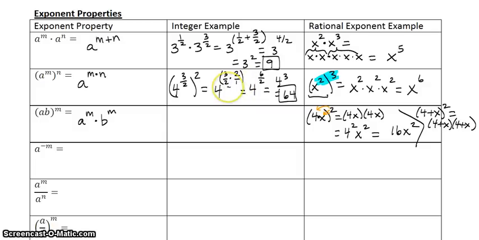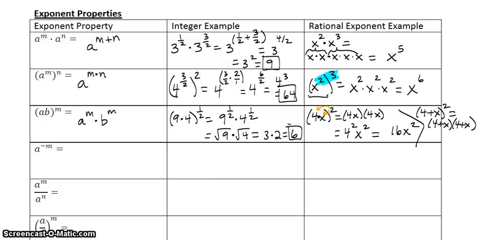All right, here's an example of that with numbers. Let's say I had 9 times 4 to the 1/2 power. Again, you can distribute the exponent. And we're going to get to this in a little bit, but a 1/2 exponent is actually the same thing as a square root. The square root of 9 is 3, and the square root of 4 is 2. So my final answer is 6.